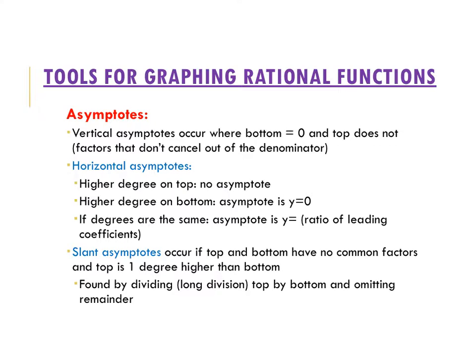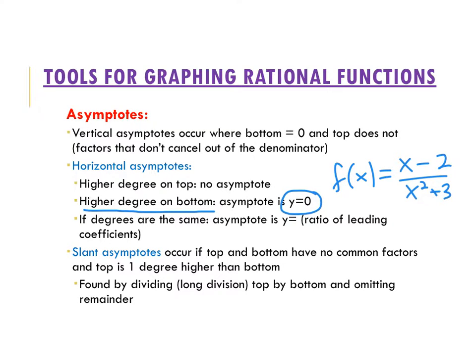When the degree is higher in the denominator than in the numerator, y equals 0 is always going to be your horizontal asymptote. So for example, if you had f of x equals x minus 2 all over x squared plus 3, notice that the degree on the bottom is higher than the one on the top. This means that y equals 0 would be our horizontal asymptote.